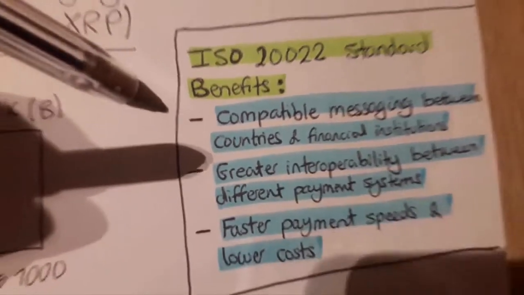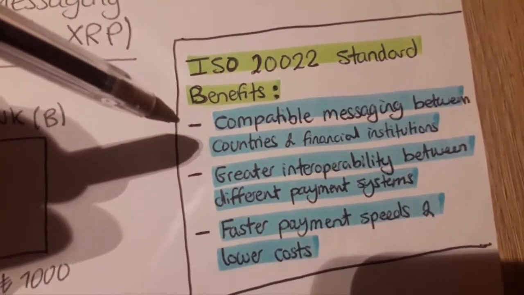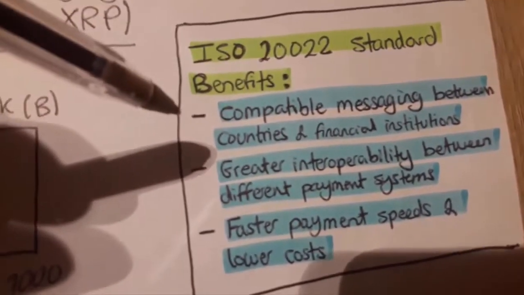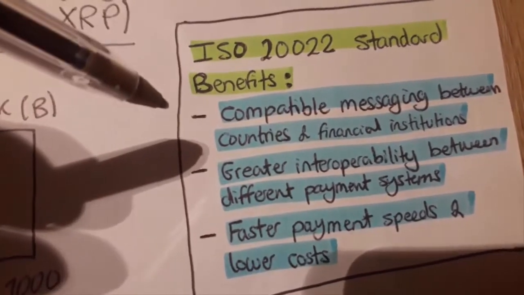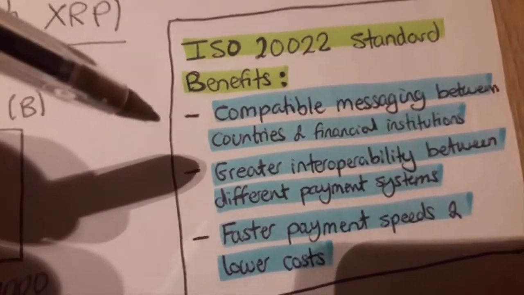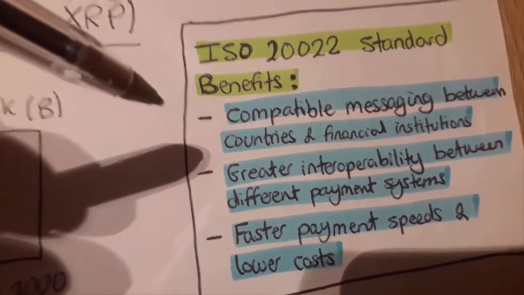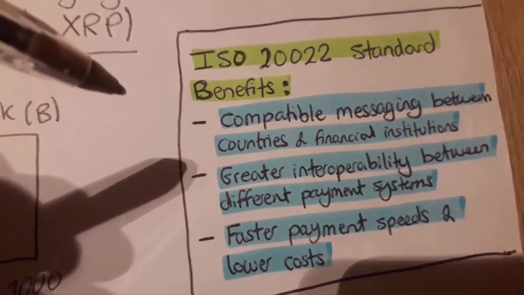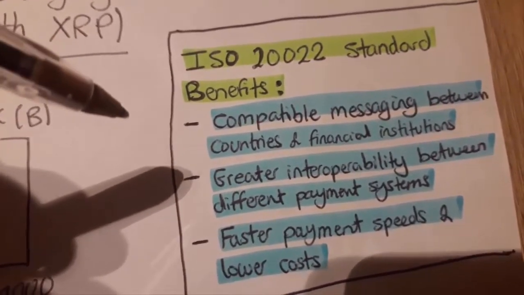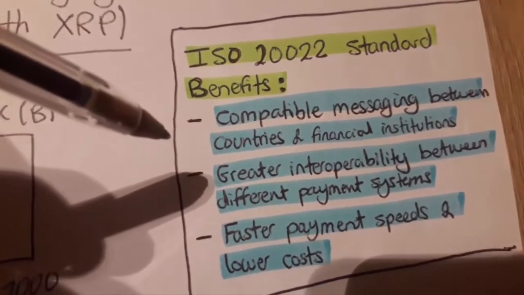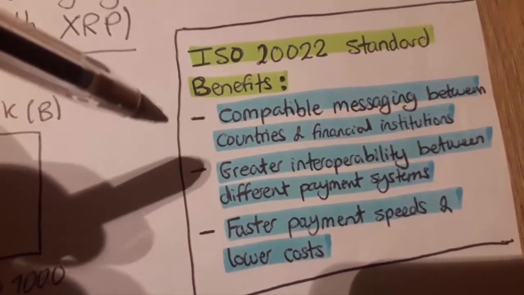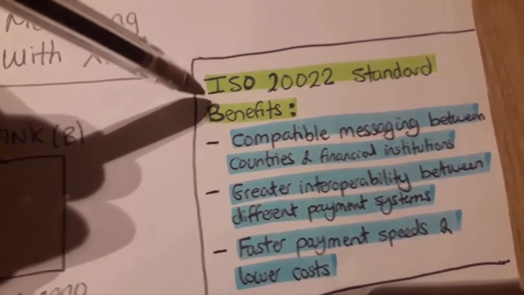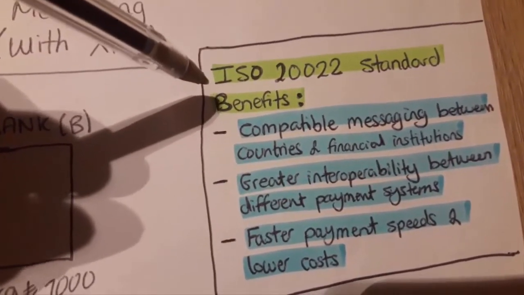Some of the benefits is that it's compatible messaging between countries and financial institutions. Because in the last video, one of the problems that they had was that different messaging formats are used by different banks. So this causes disruption when one bank has to translate the message before they can even use it, because it's not recognized by their system. So if they have compatible messaging between countries and financial institutions, this should solve that problem. And this compatible international message is going to be ISO 20022.